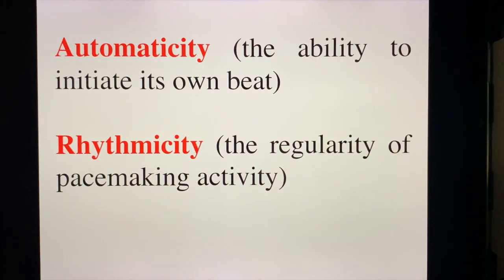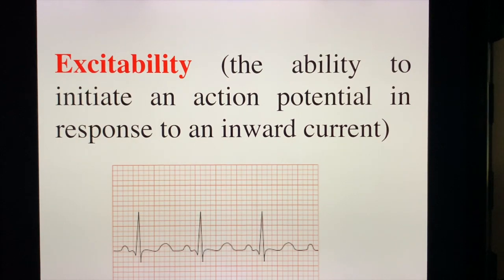Now, some terminologies. What is the ability of the heart to initiate its own beat? This is called automaticity. And what is the property of the heart, the regularity of pacemaking activity? This is called rhythmicity. So automaticity, rhythmicity. Now, what is the property of the heart, or the ability of the heart, to initiate an action potential in response to an inward current? This is excitability.